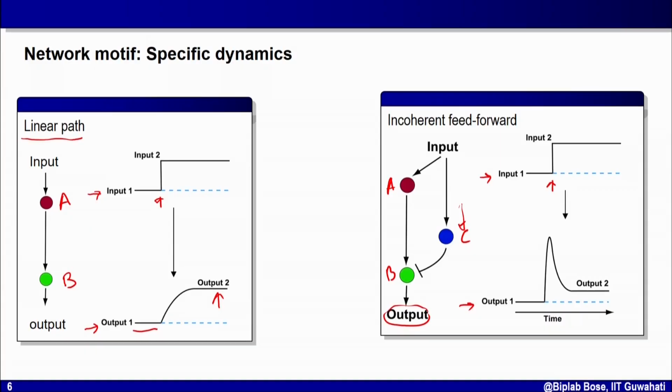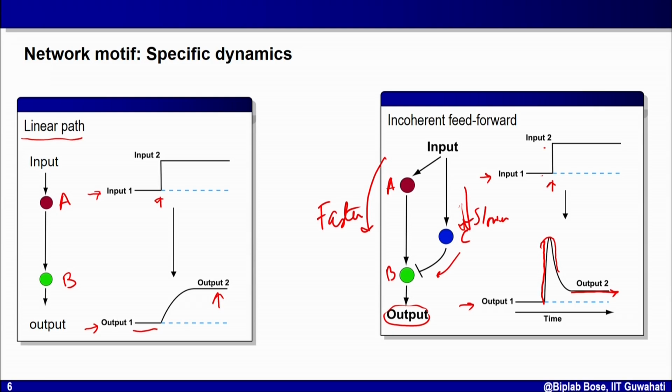Now imagine if this path is faster than this path, which is slower, then what will happen? As you jump the input from input 1 to input 2, this faster path will increase the output, but after it has reached a certain level, by that time this negative path will catch up and it will try to inhibit the process, so the output will drop and then eventually it will settle at a lower value. So what is happening here? Actually, the system is adaptive.